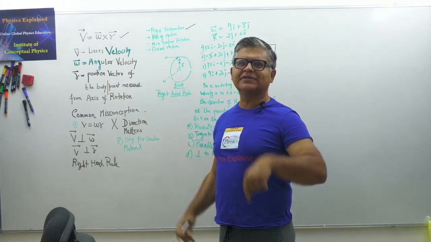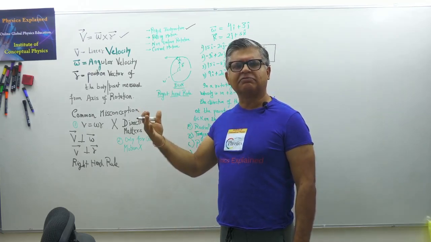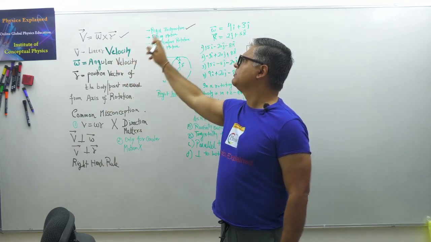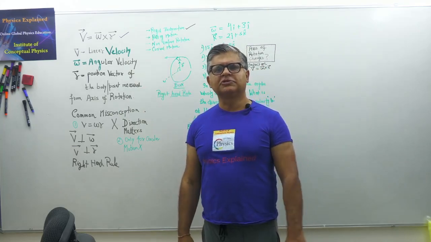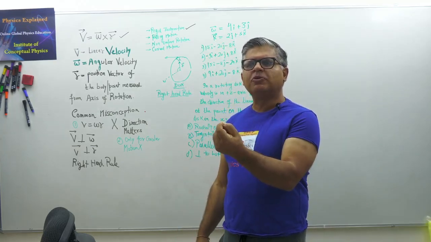Don't think in your mind that this is only applicable to uniform circular motion. It's a vector. Apart from uniform circular motion, you can use it for rigid body. You can use it for rolling motion. For those who know rolling motion, the topmost point is at double the speed of the bottommost point, right?